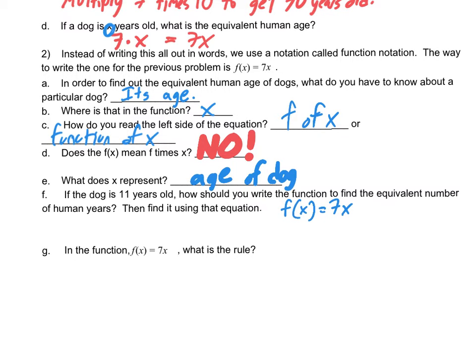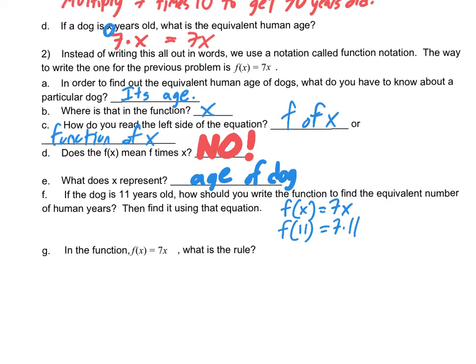So I start off rewriting the function f of x equals 7x in there. But instead of x, x was the dog's age, but this time we actually know the dog's age, and the dog's age is 11. Remember, x is the dog's age, but in this case, 11 is the dog's age. So we're going to replace every single x with an 11. So f of 11 is equal to 7, and instead of times x, we're going to say 7 times 11.